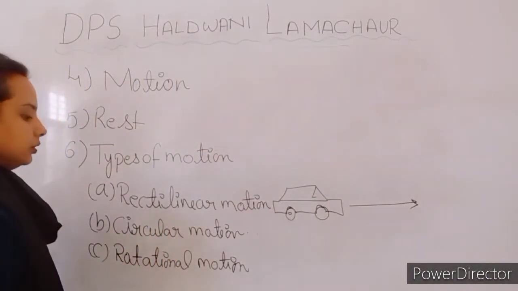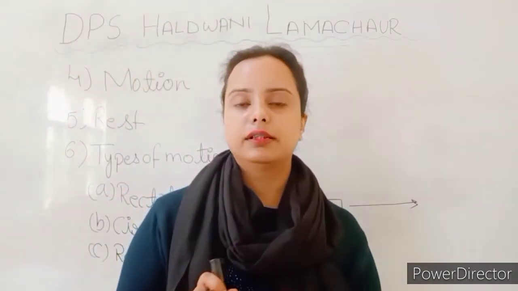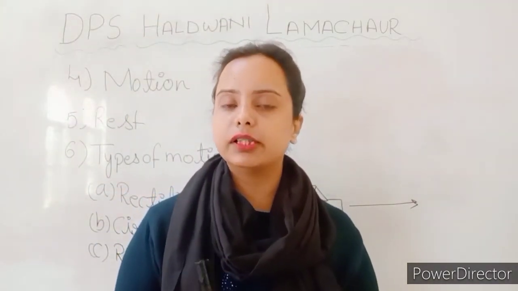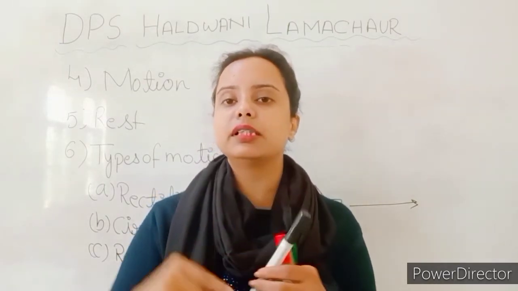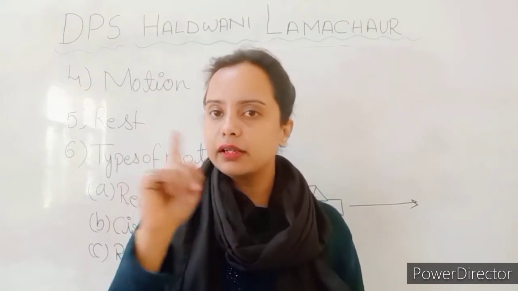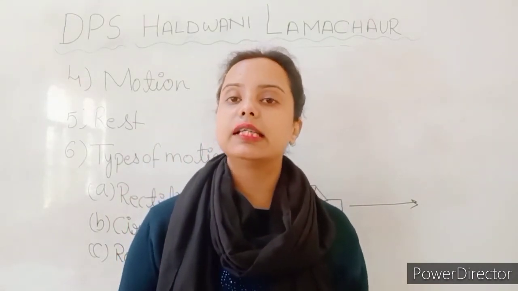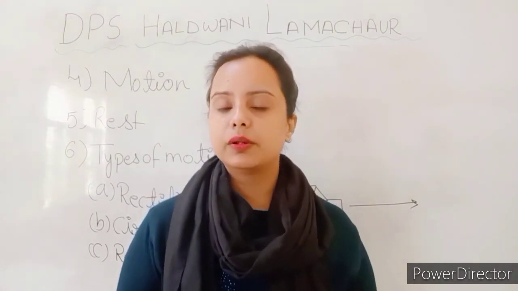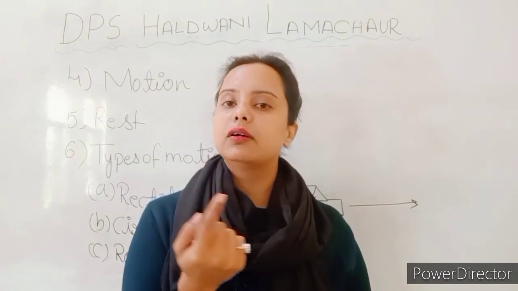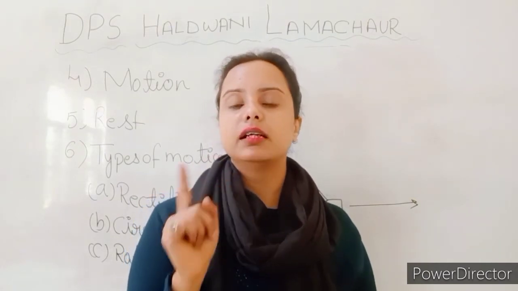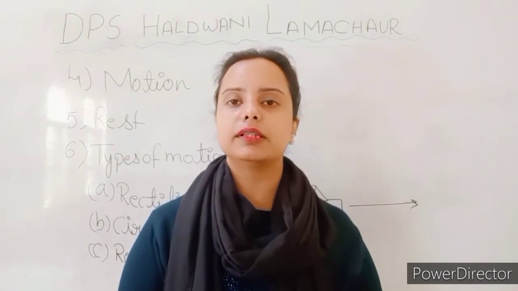Now the next one is rotational motion. It means any object that moves on its own axis. When anything is rotating on its own axis, then we say that the object is in rotational motion. For example, the top. What is attached at the bottom of a top? A needle is attached, and on that needle the top rotates. So that is an example of rotational motion.